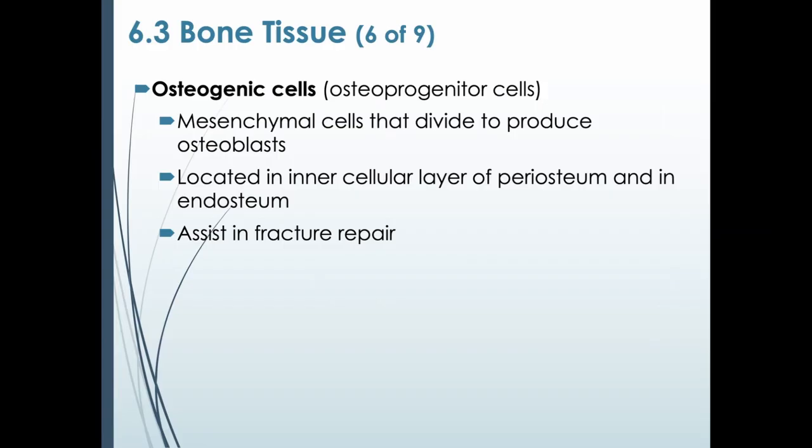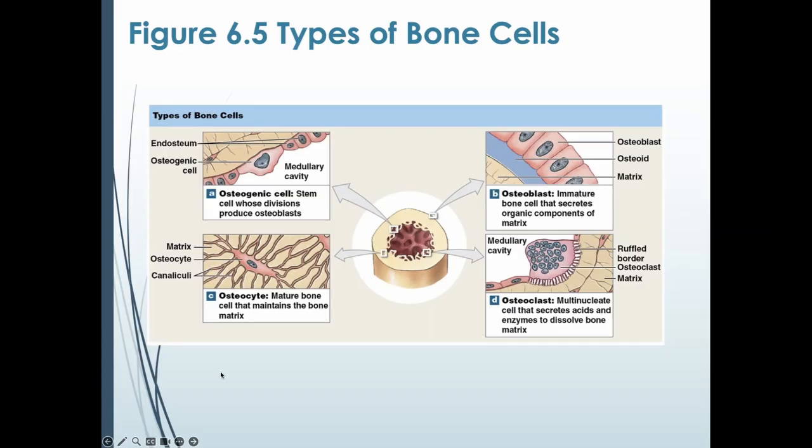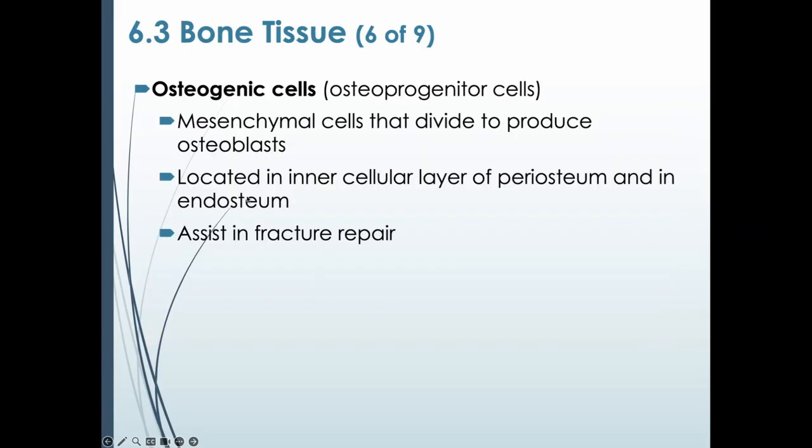All right, so let's talk about those osteogenic cells. So we've got these osteogenic cells we're talking about right here. They're also mesenchymal cells that are going to divide to produce osteoblasts. I've kind of already told you all of this, so I might scoot through. They're located in the inner cell layer of the periosteum and in the endosteum.